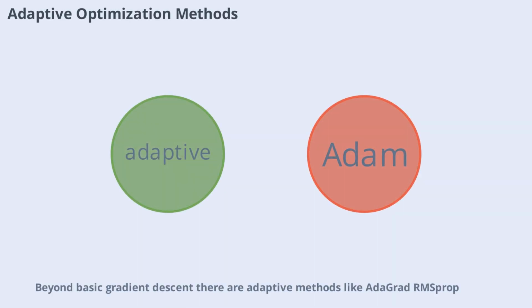Beyond basic gradient descent, there are adaptive methods like AdaGrad, RMSprop, and Adam. These algorithms automatically adjust the learning rate for each parameter, making optimization more efficient and robust. They're widely used in deep learning for their ability to handle complex, high-dimensional problems.